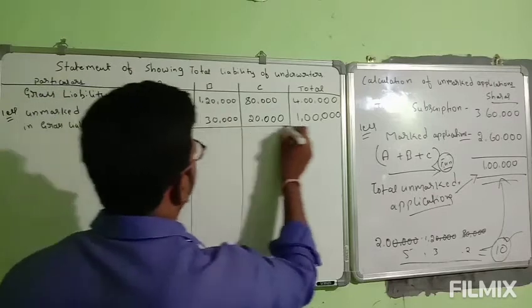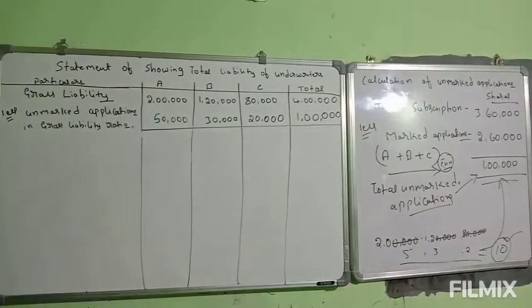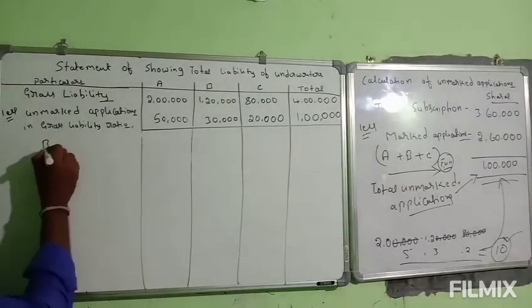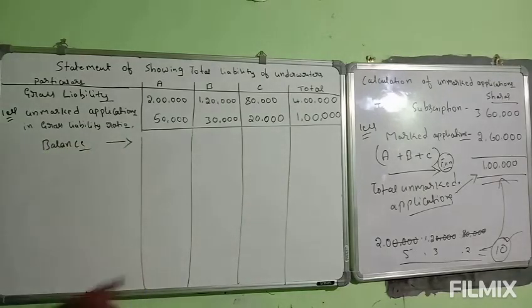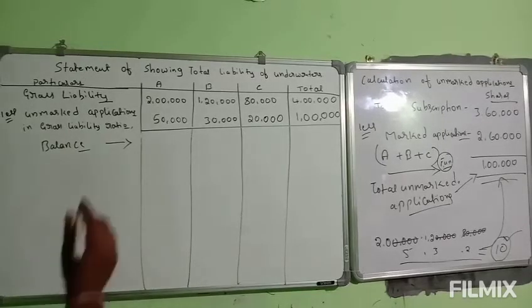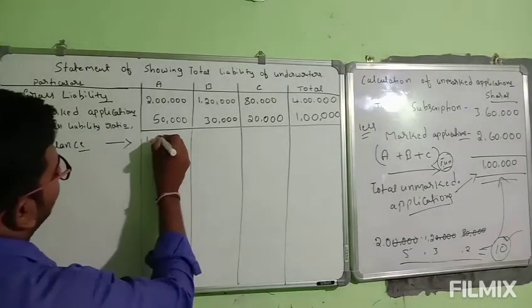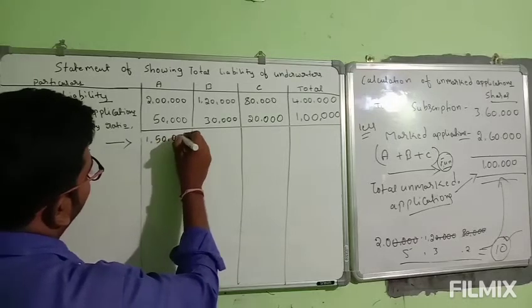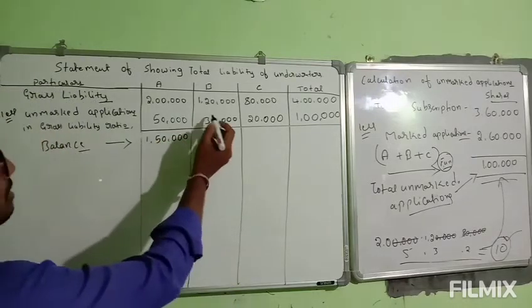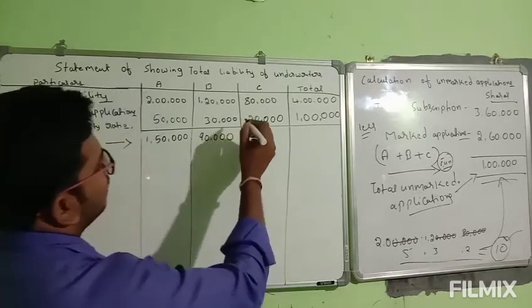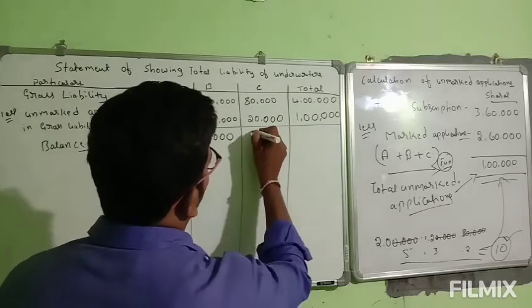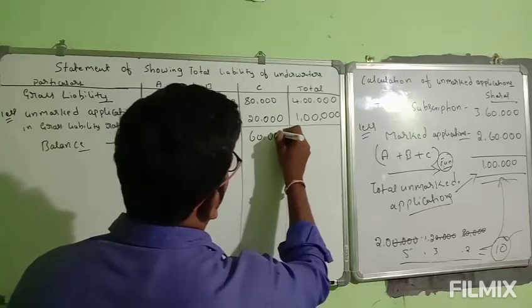Unmarked applications will be 1 lakh here. Then we'll get the balance here. So 2 lakhs minus 50,000, you will get 1 lakh 50,000. Again 1 lakh 20 minus 30,000, 90,000. 80,000 minus 20,000, 60,000. So no negative balance has come.